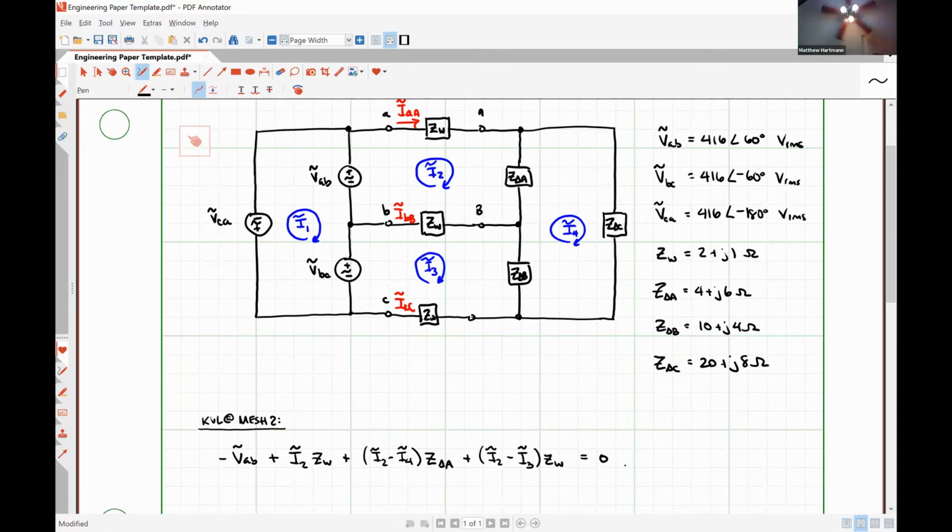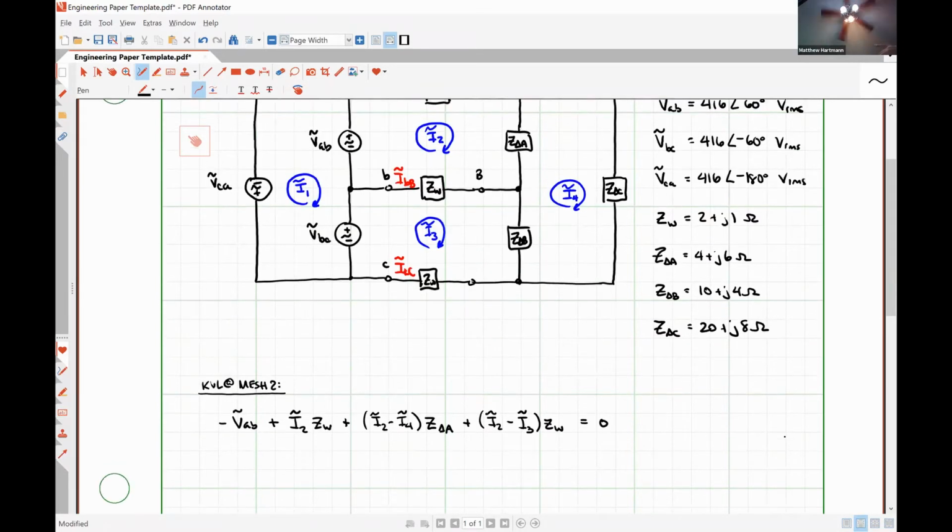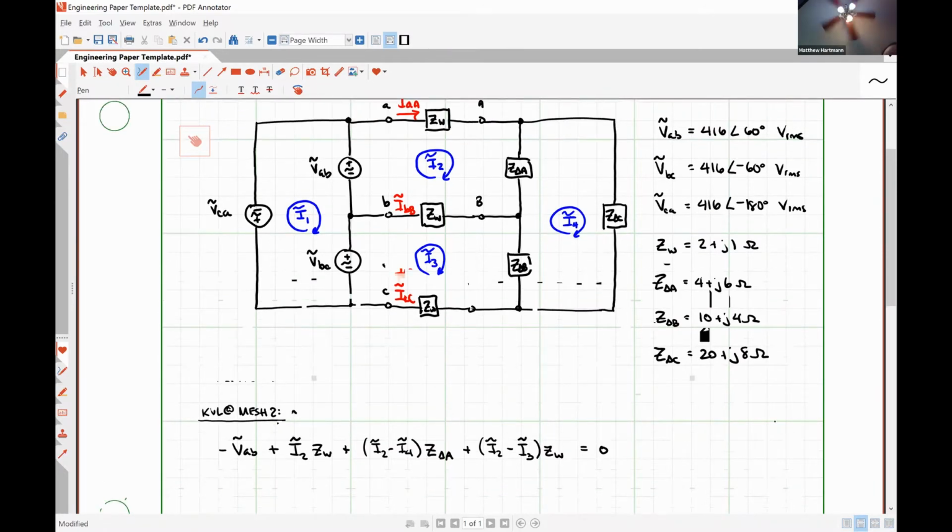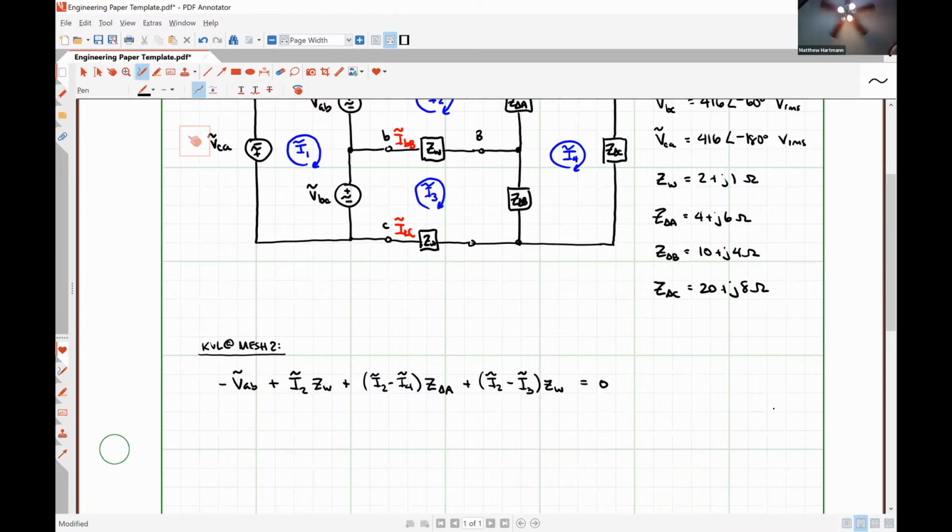So there's no controlling values or anything like that. So we just have a single equation right now with 3 unknowns, our mesh currents I2, I3, and I4. So everything seems hunky-dory thus far. Okay. So now we could do KVL at mesh 3.